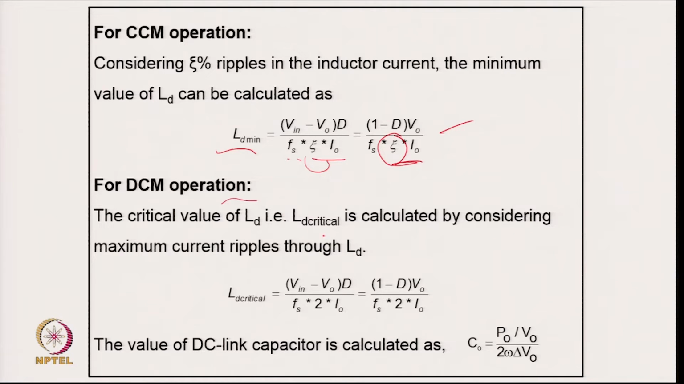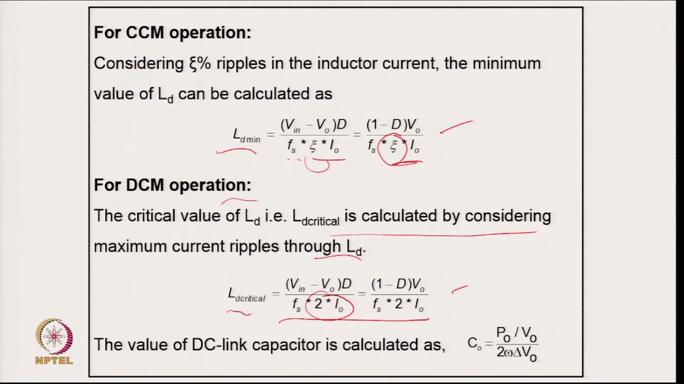For the DCM calculation, we calculate the inductor for the critical conduction mode, and this is the expression for it, where the ripple will be twice your output current. Virtually you are going from 0 to twice to 0, so initially you are allowing the current twice. That we call critical. But if you want to operate in DCM, the inductance will be much lesser than this L critical, so you can reduce the size of the inductor further.